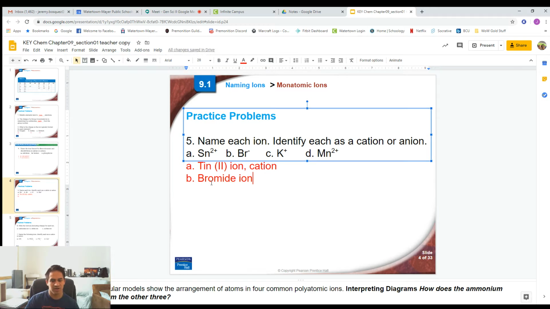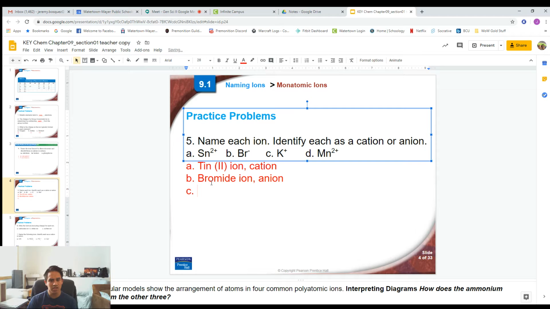Because it is a negative ion, we have to have that "-ide" ending, bromide. We do not need to have a Roman numeral because it's not a transition metal. It only makes one charge. The only time you have to have a Roman numeral is when you have an element that makes more than one charge, and bromine doesn't make more than one. It only makes -1. So we're going to call this bromide ion, and it is an anion because it is negative.